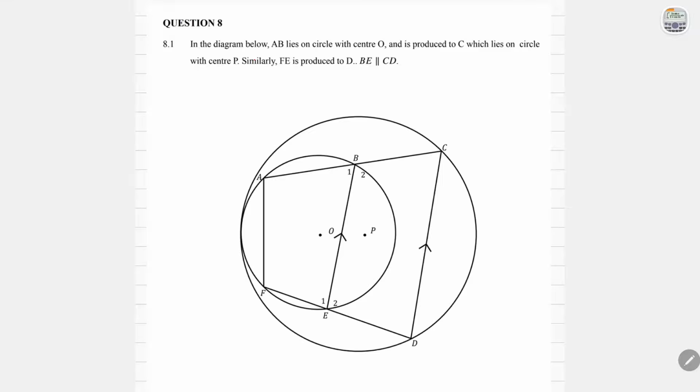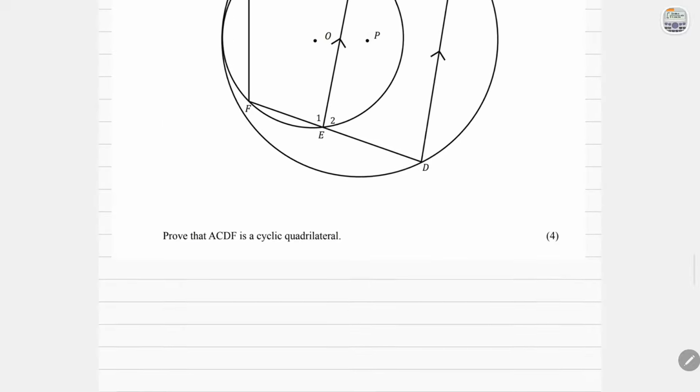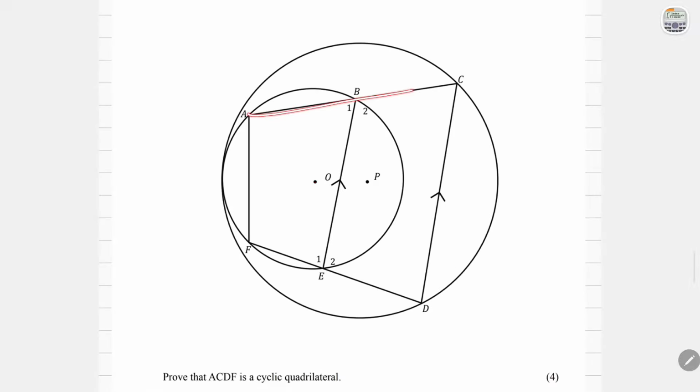Question 8, 8.1 says, AB lies on circle with center O. Okay, so that's this smaller circle over here. AB is produced to C, which lies on the circle with center P, the larger circle. Similarly, FE is produced to D. BE is parallel to CD. And they want us to prove that ACDF is a cyclic quadrilateral. So ACDF. Let's highlight that.